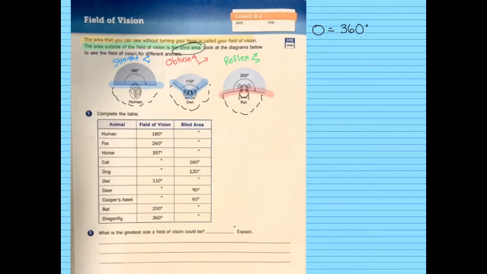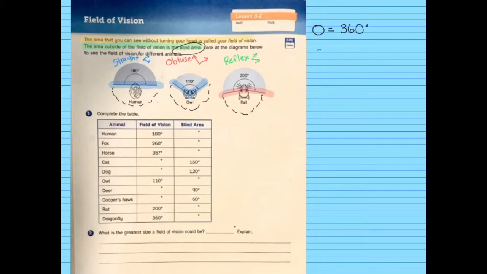So to find the blind area that we're looking for, we're going to need to do what? Take a second to think about it. Good, and if you said subtraction, you're on the right track. So to find that blind area, we're going to take the angle measure that we already know and subtract it from 360. So let's do one for the best animal there is, a human, right? So all we do is we take the field of vision, or the angle that we know, and subtract it from 360. So I'm going to do my work over here on the side.